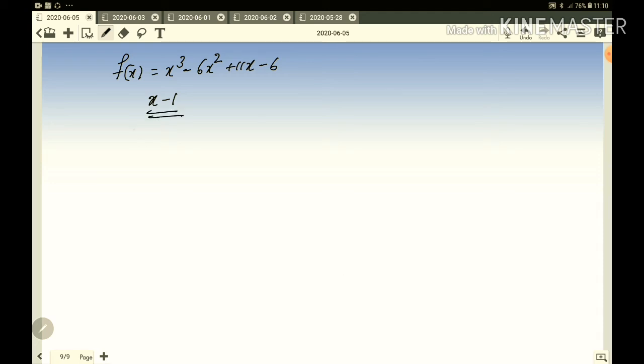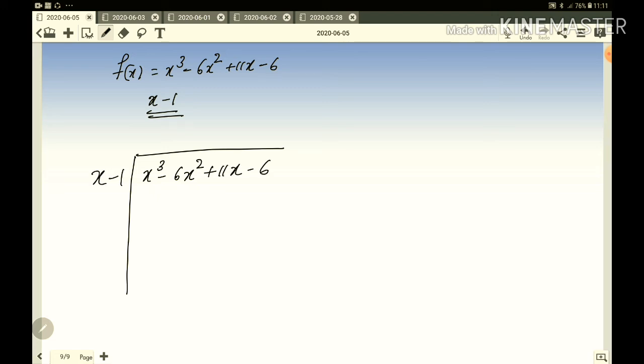Okay, now the long division. I'm writing it here. Inside here I'm writing x cube minus 6x square plus 11x minus 6. Outside I'm writing the factor x minus 1. Now I'm going to divide it. How do you divide? Always look at the first term of the factor and the first term of the dividend, and think about which number multiplied by x becomes x cube. That is the part of the quotient, that is x square, isn't it? X square times x is x cube, isn't it?